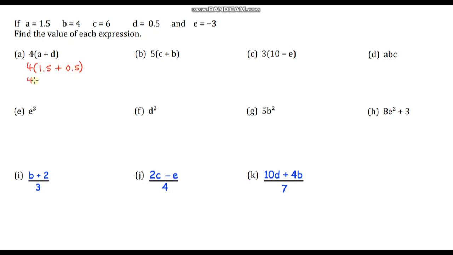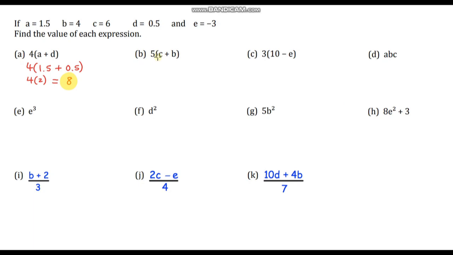So it's going to be 4, and then inside our brackets, we've got 2. Well, this just means 4 times 2. Whenever we've got a number next to a set of brackets, that number is being multiplied by whatever's inside the brackets. So 4 times 2 is 8. So 8 is our final answer.